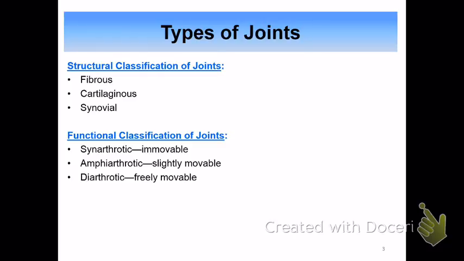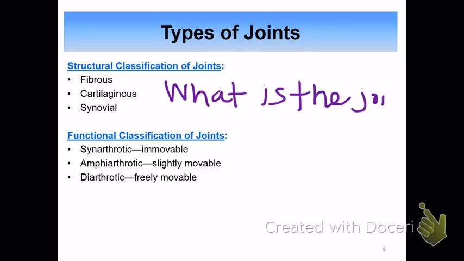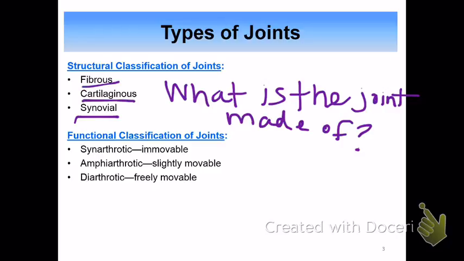This slide's pretty important. You've got to get the main idea here. Looking at structure, that is, what is the joint made of? What does it consist of? What are the pieces in it? Is it fibrous? Is it cartilaginous? And synovial means there's a fluid in it. Most of the joints we think about are synovial joints. Like the elbow is synovial, things like that.